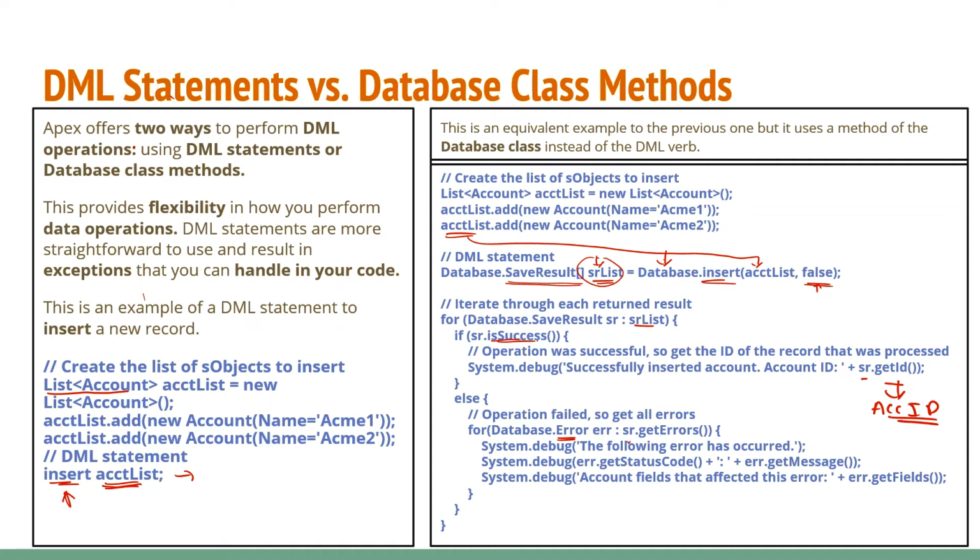So sr.getErrors will have all the failure or error records. System.debug, then we can get the status code, why this happened or what was the error message. In this particular getMessage, we will get what the validation rule was, or if any flow or process builder is updating. All of that we will get in this particular getMessage. What was the field name? We can get that by getFields. Okay, so these are some of the methods of that particular Database class.